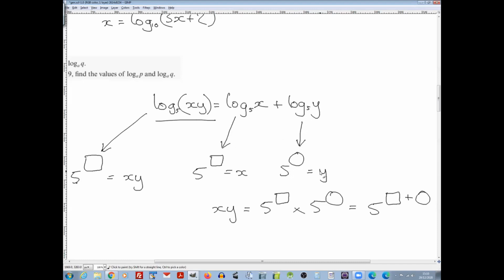And now you can see why that's true, can't you? The power you have to raise 5 to get xy is this power plus that power. That log plus that log. Yeah, I can see that now, yeah.